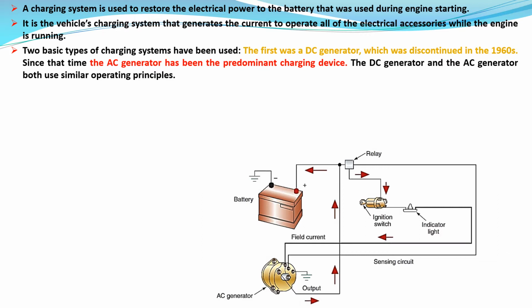The DC generator and the AC generator both use similar operating principles.